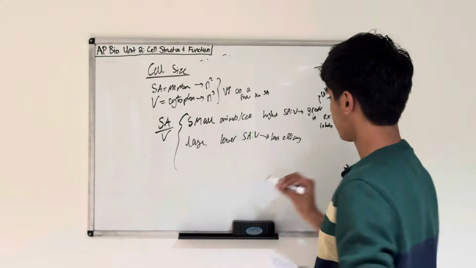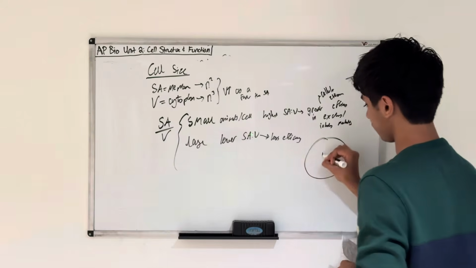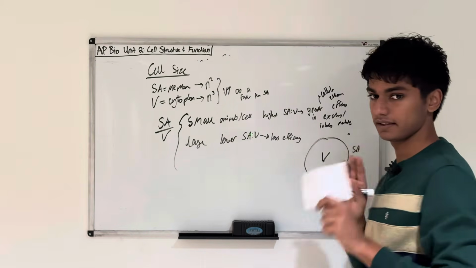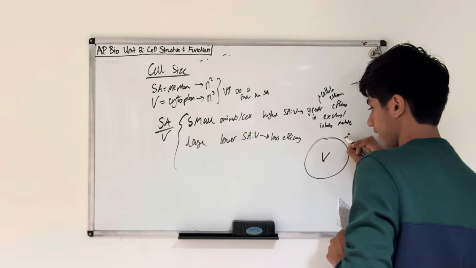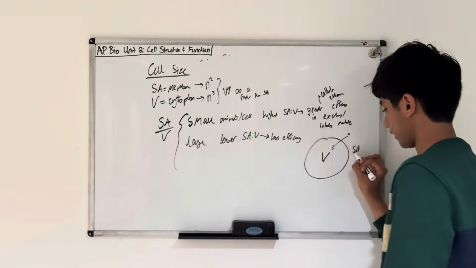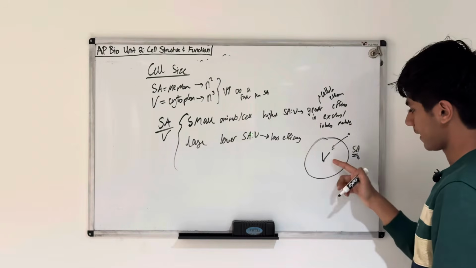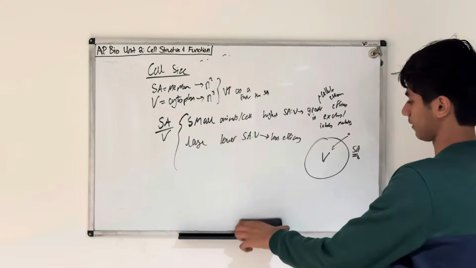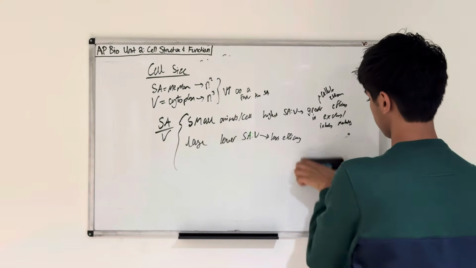We can't have big cells because if we had a big cell, we'd have a huge volume relative to surface area. And because of that, if we had a molecule that we needed immediately on the outside, it would take a long, long time to get inside, and it really wouldn't be efficient because we have such a small surface area compared to the volume, which is why we have small cells versus big cells.